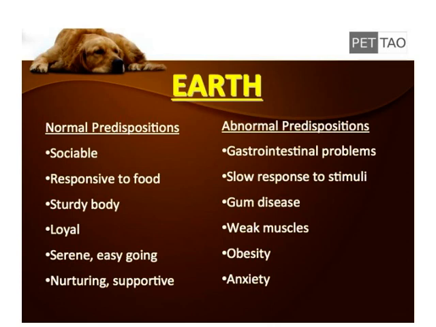And these earth dogs tend to suffer from gastrointestinal problems. Maybe a loss of appetite, periodic vomiting. They're slow to move around sometimes, or slow to respond to stimuli. They can get gum disease, weak muscles, and since they're those easy keeper type dogs, they tend to get obese rather quickly, the earth dog.